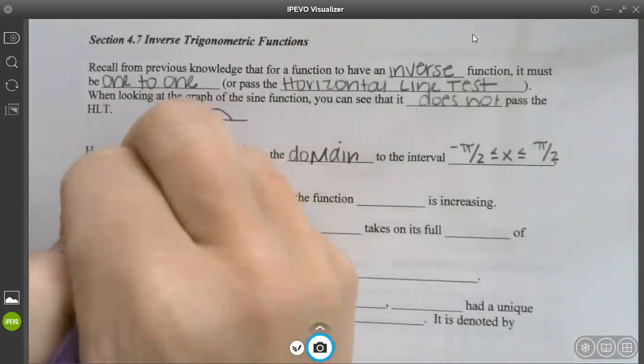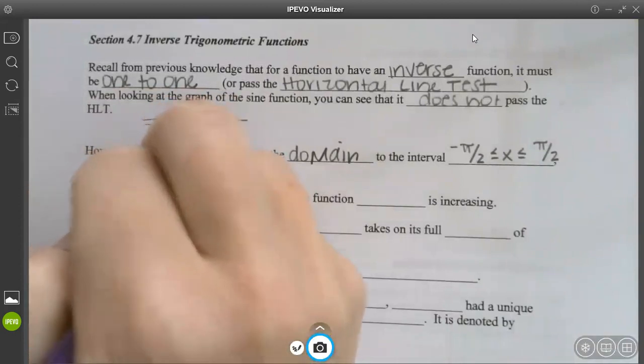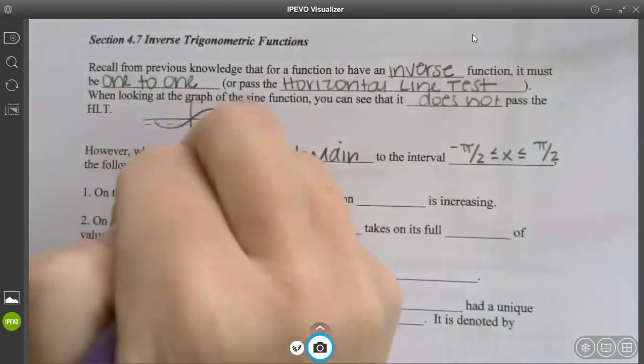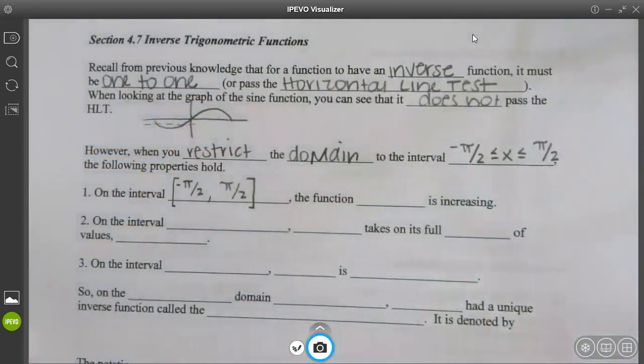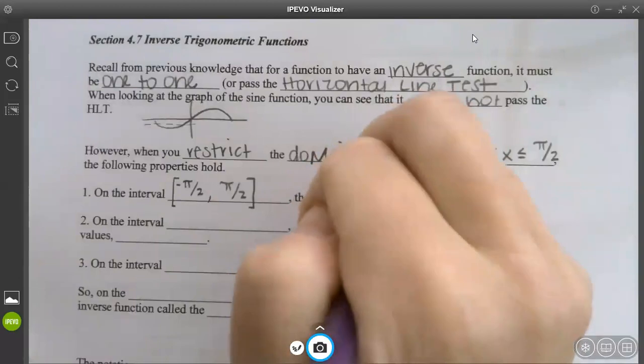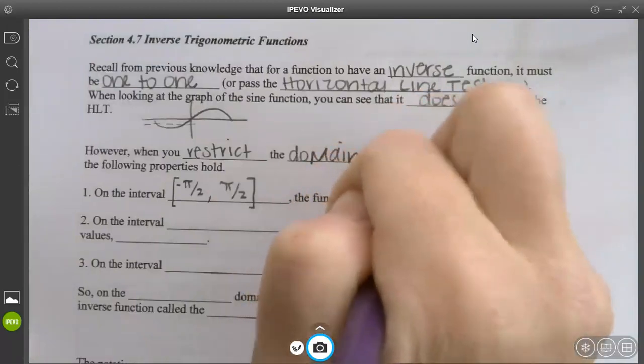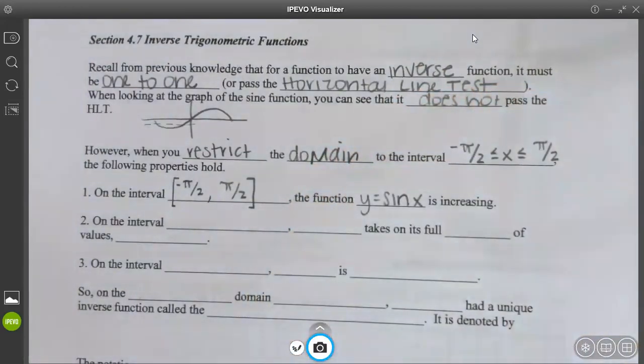So on the closed interval of negative pi over 2 to pi over 2, the function y equals sine x is increasing. So I want to show you what this looks like. I know you guys are going to ask.